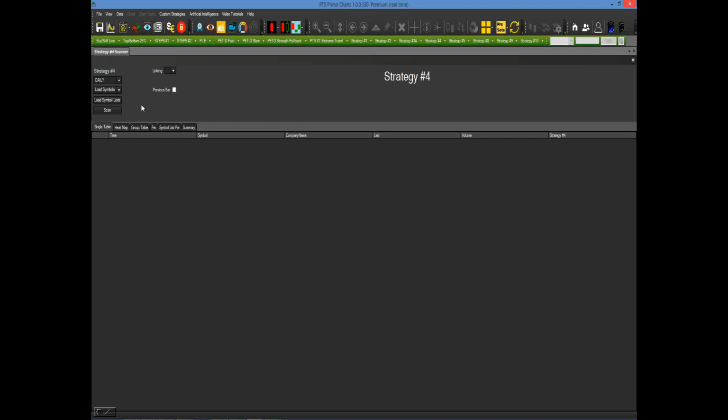Now, you can load whatever symbols you want. We give you a list of symbols already pre-formatted from the S&P 500 to ETFs to currency pairs, Bitcoin, commodities, futures, anything you want.